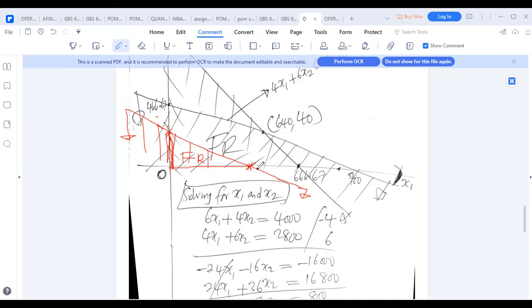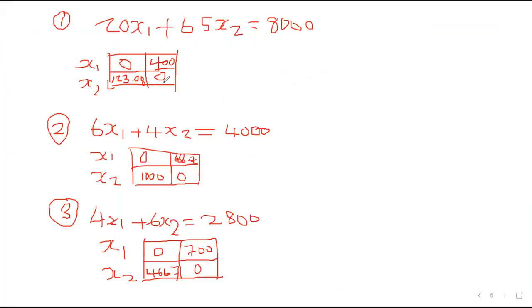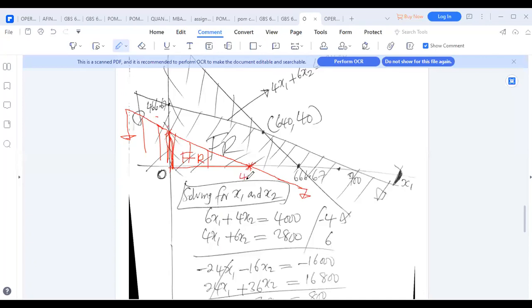So now, what is this point here? This point is 400, using the corner points. So here we have 400,0. So this is 400,0, and this is 0,123.08. This is it on this point.